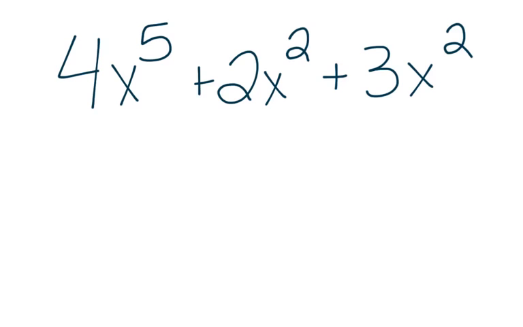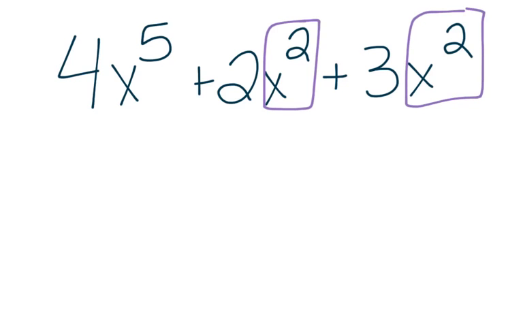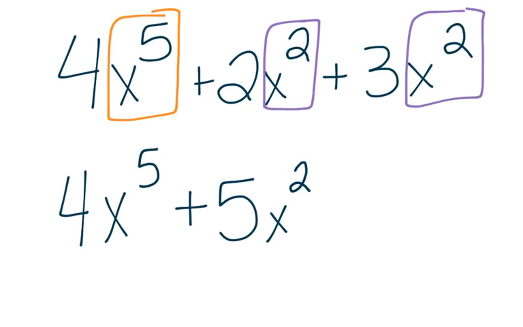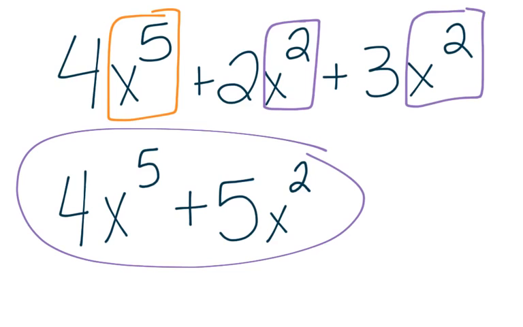Again, remember we want to check for the same variable expressions. You can highlight them, underline them, put them in different shapes. Okay, here I'm going to use different colors just because I have easy access to that. We have two expressions with x squared and one with x to the 5th. So 4x to the 5th is not going to change. We have nothing to combine it with. And then 2 plus 3 is 5. Keep the variable expression, which is x squared. This is your final answer. You cannot simplify it any further.